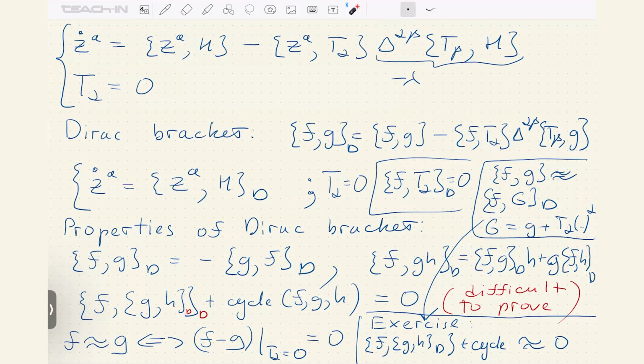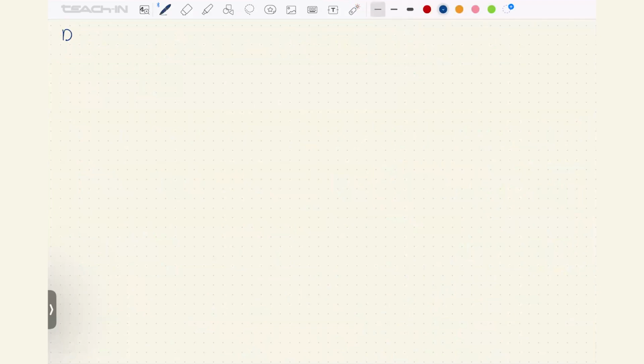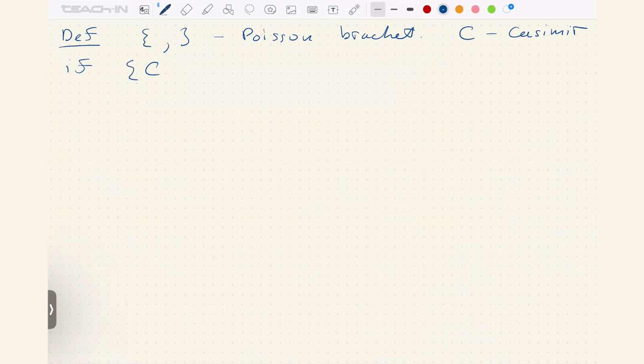Casimir functions for a Poisson bracket are such functions which commute with anything in the sense of the Poisson bracket. So let me give this as a small definition because it's terminology which is used often. If we have a Poisson bracket, a function C is Casimir if the bracket of C and F is zero for any F in C infinity of our manifold, right? For instance, if our Poisson bracket is non-degenerate, like in usual Hamiltonian mechanics, then the only Casimir functions are who? What are the Casimir functions of the usual non-degenerate Poisson bracket?